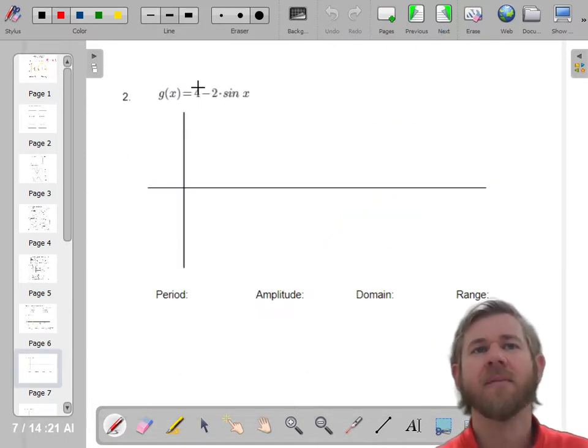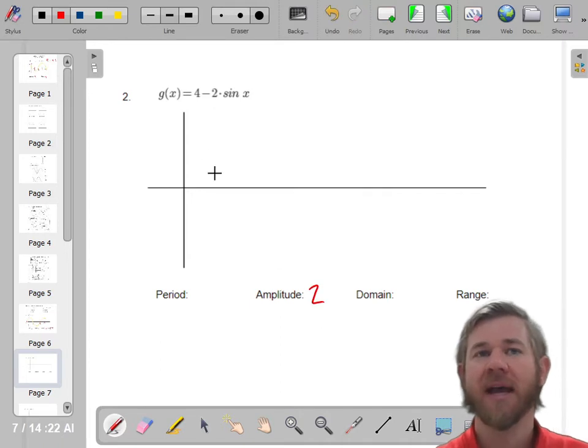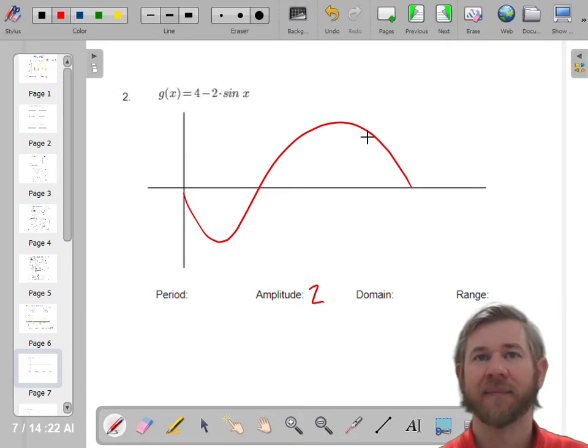Try another one. So remember, this is a plus 4. It's a plus in the front. The negative 2 is going to affect the amplitude. So the amplitude is 2, and the fact that it's negative means it's upside down. So an upside down sine curve is going to look something like that.